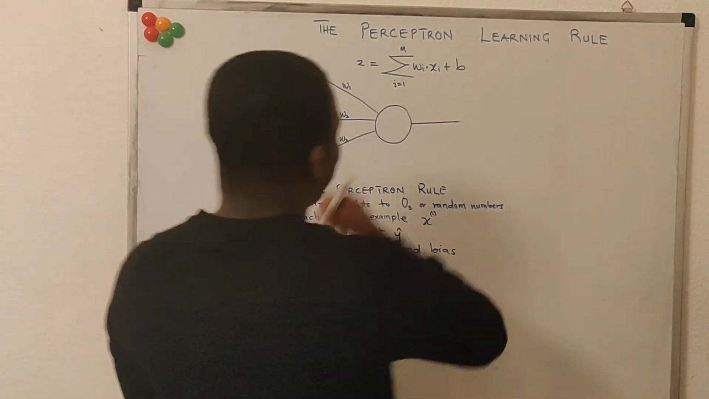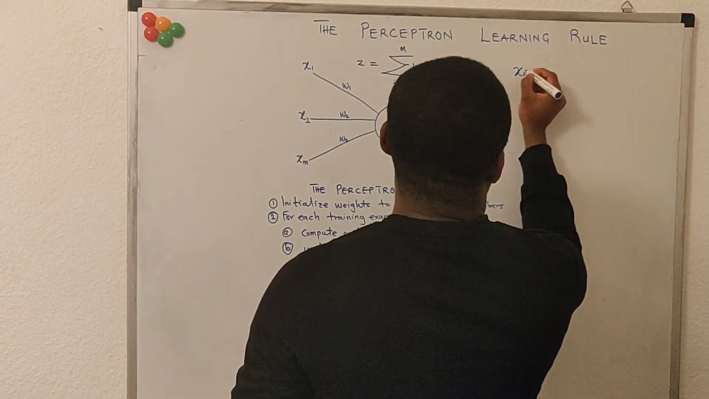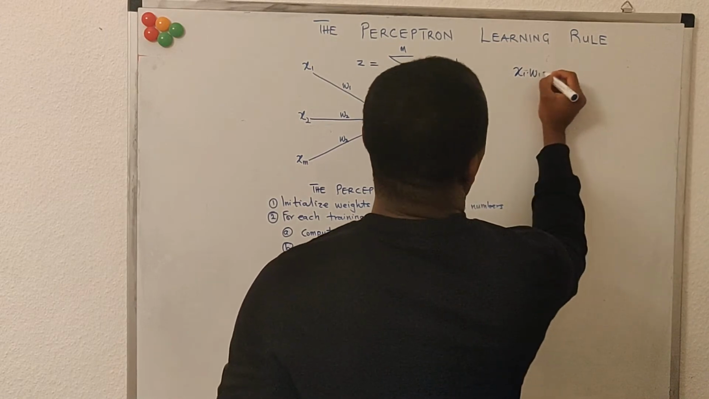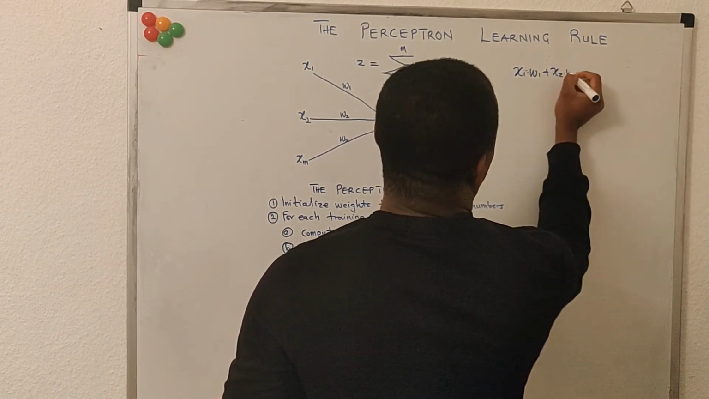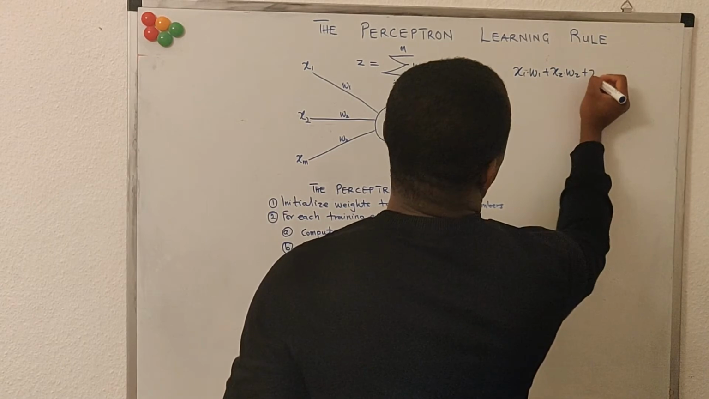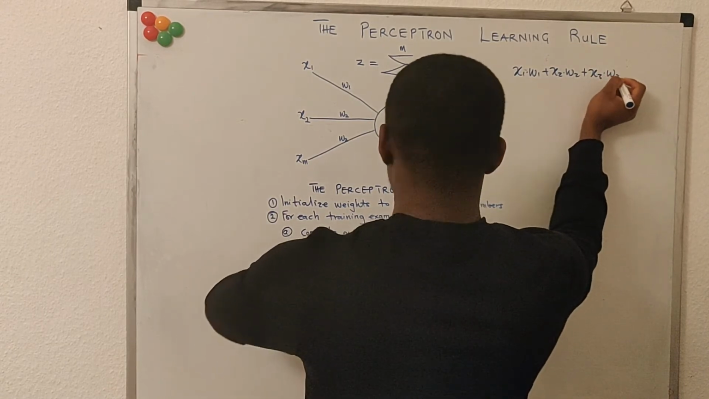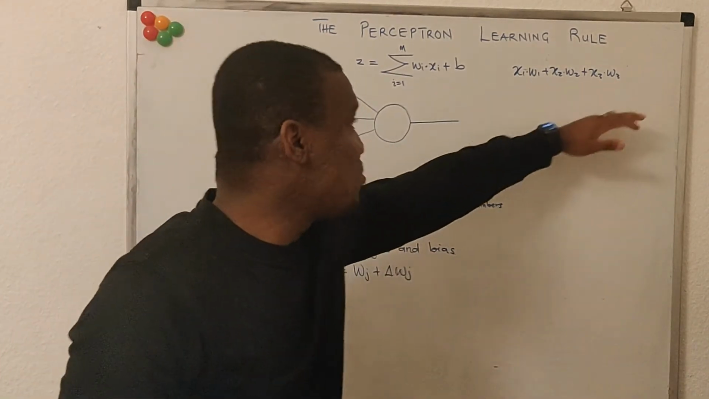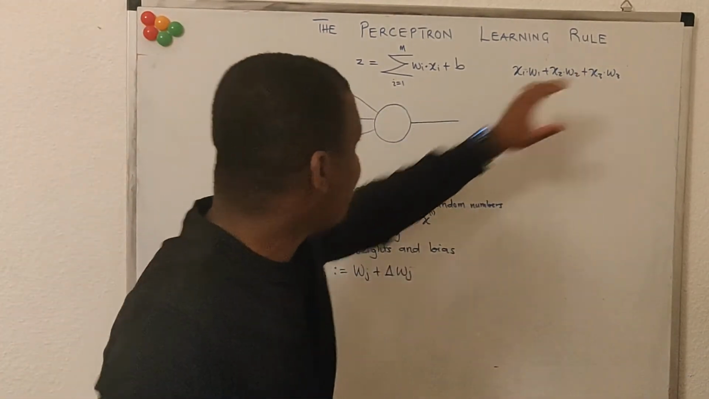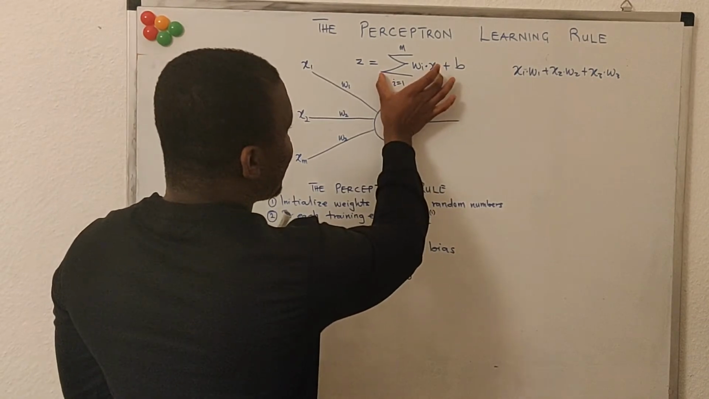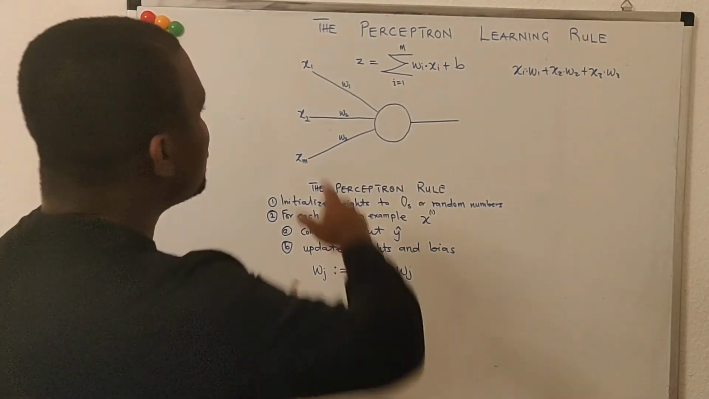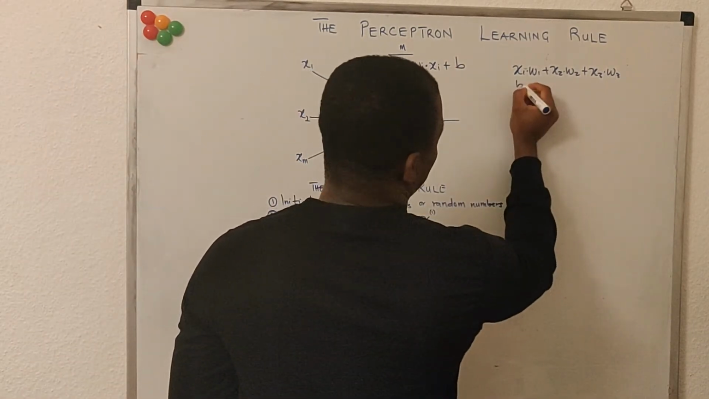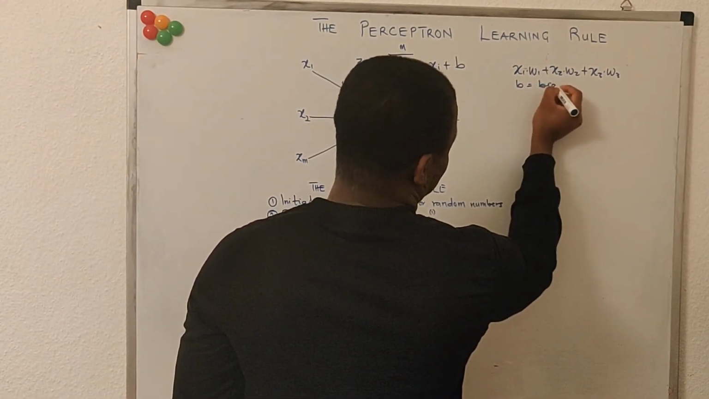So what happens is we multiply x1 by w1 plus x2 by w2 plus x3 by w3. Okay, this is what we do. That is the linear combination. And so this formula here is what has been written simply here. And the next thing we do is to add another term, b, which is known as bias. So b is the bias.